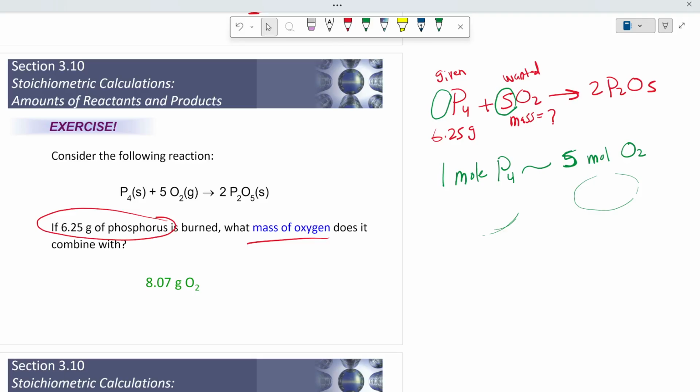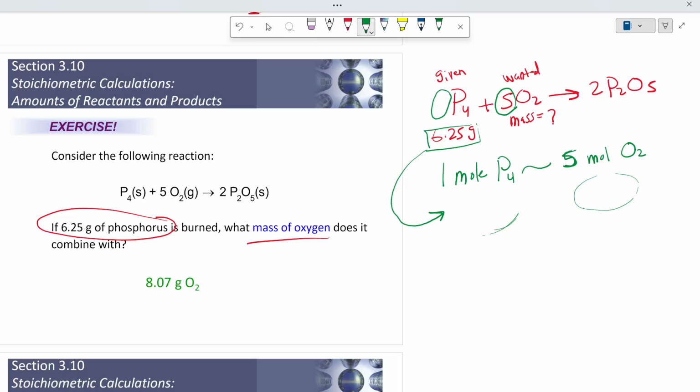Now the question didn't give me the moles of P4. We have the mass of P4. Can we substitute mass under moles directly? No, we cannot, because here the unit is gram, while here the unit is mole. So what shall we do? Yes, you should convert mass to moles. How to convert mass to moles?